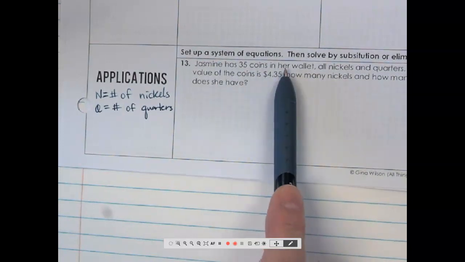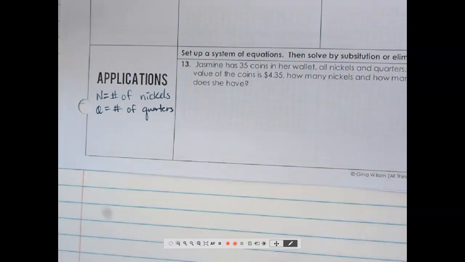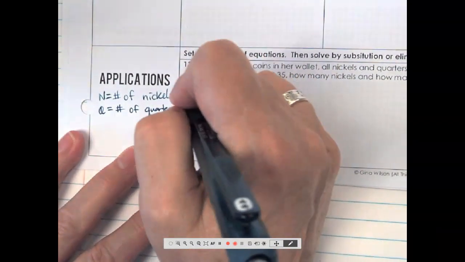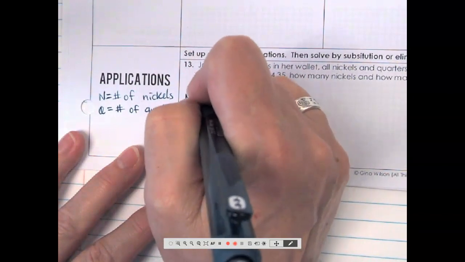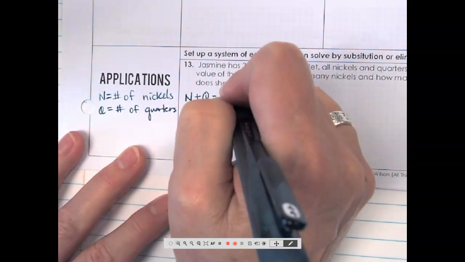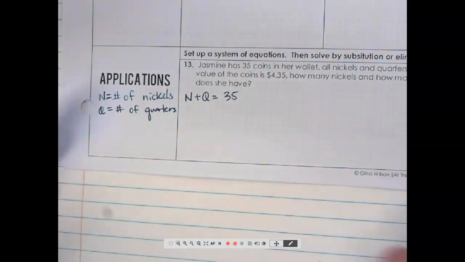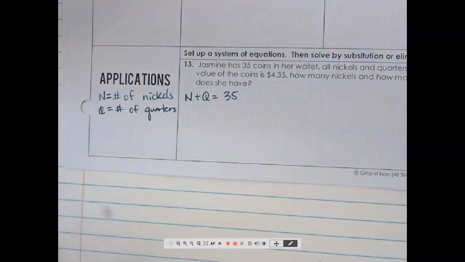She has 35 coins in her wallet. How would I write an equation for that? Yeah. Number of nickels plus number of quarters is 35 coins. So if you had X and Y, it'd be X plus Y equals 35. The total value is $4.35. How am I going to put that into an equation?